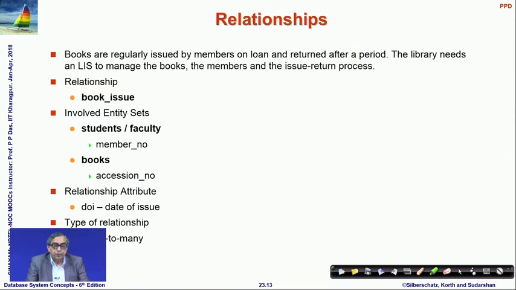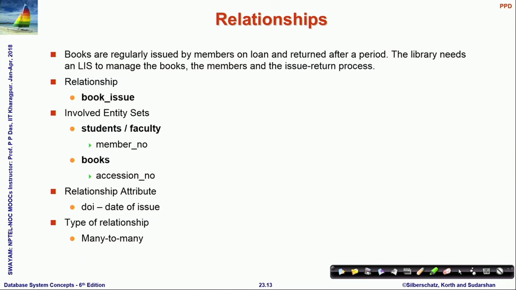On one side there has to be the books, and the other involved entity set would be either student or faculty. Though I am noting it here as a single relationship, actually there is a relationship of issue between students and books, and faculty and books. We will have to see how to handle this kind of situation. Certainly the students or faculty are identified by the unique member number of the library that has been given. Books, as we have said, are identified by the accession number.